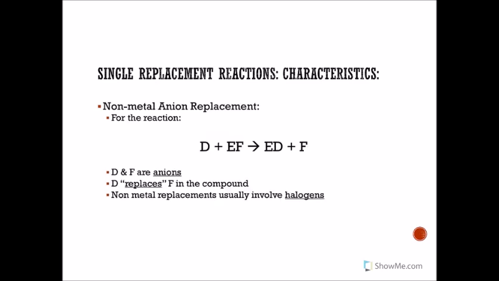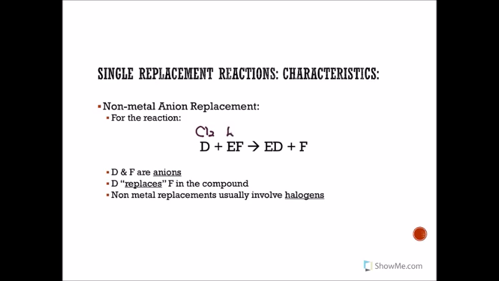Now, if D, or our lone element out front, is an anion, we have non-metal anion replacement. So really it's the exact same formula. It just depends on what that lone element is. So if D is Cl2, that's an anion, D and F would have to replace each other.